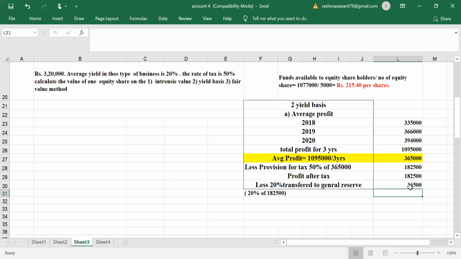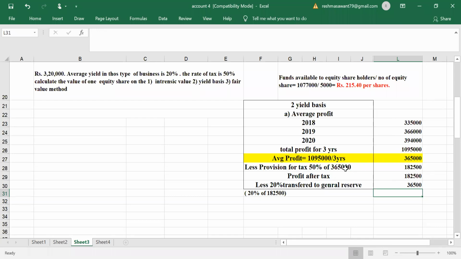So by this way, you minus 36,500 out of the profit after tax. First, calculate your average profit. Average profit will be calculated over the 3 years, whatever the years given, divided by number of years. Total of all years' profit, and if loss is there, it should be reduced from this amount. Profit divided by number of years will give you average profit.